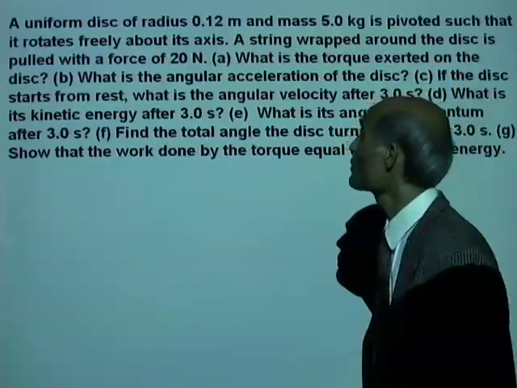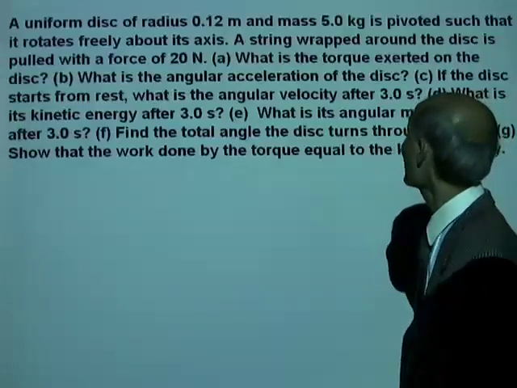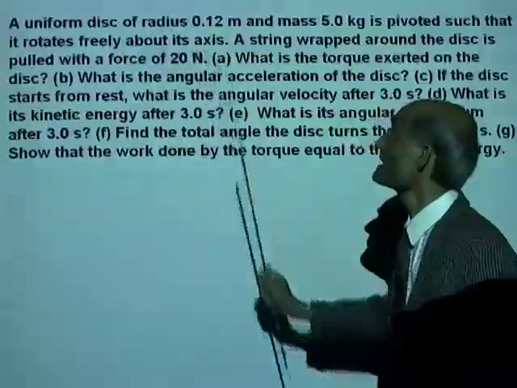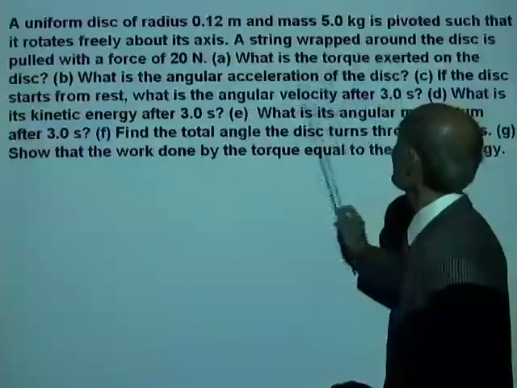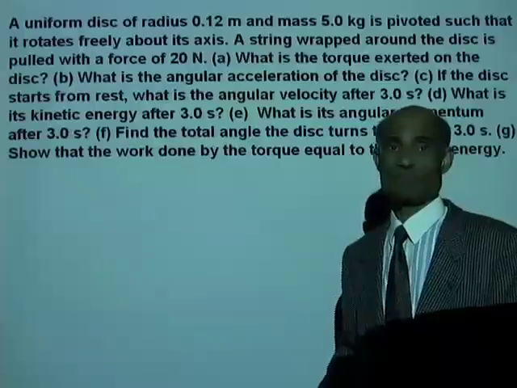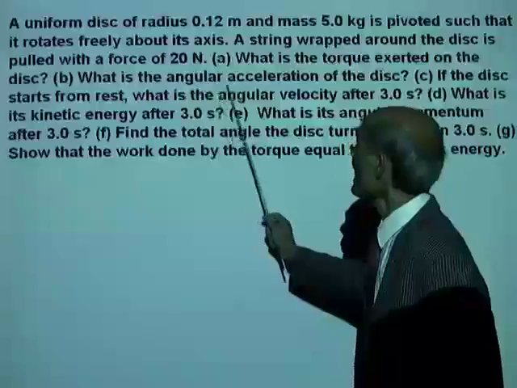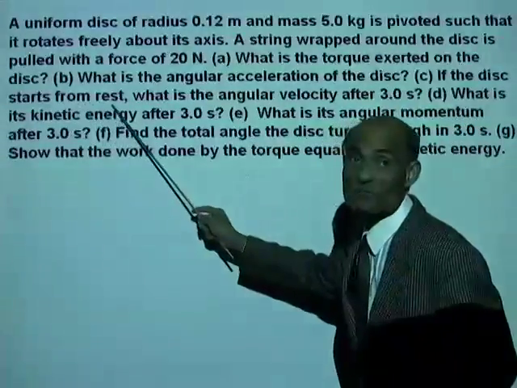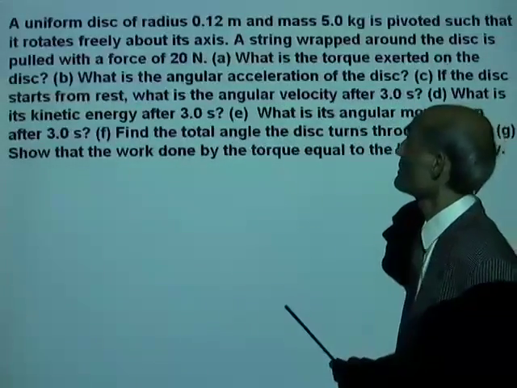A uniform disk of radius 0.12 meter and mass 5 kilogram is pivoted such that it rotates freely about its axis. A string wrapped around the disk is pulled with a force of 20 Newton. What is the torque exerted on the disk? What is the angular acceleration of the disk? If the disk starts from rest, what is the angular velocity after 3 seconds?